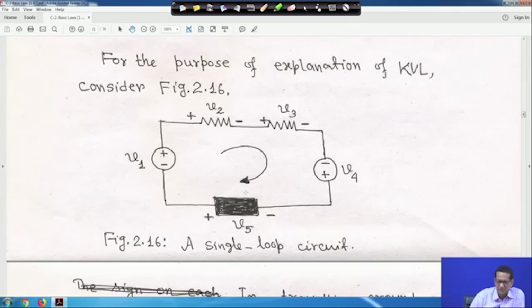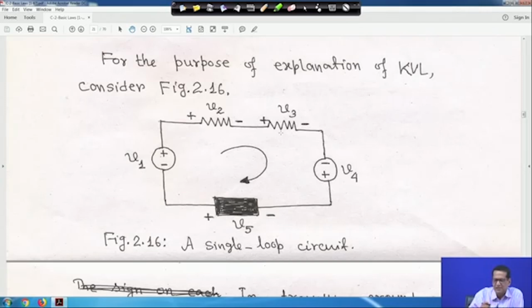Suppose this is a circuit, this is a voltage source with plus minus polarity shown, and this resistor also has plus minus polarity shown, here also a resistor, and this is V4, also with plus minus polarity. We have arbitrarily marked the polarities, and it does not matter. Ultimately, when you solve using Ohm's law and Kirchhoff's first and second laws, you will get the same solution.